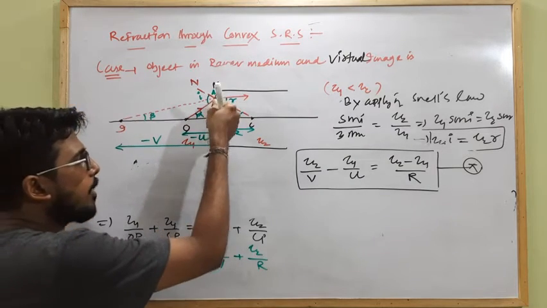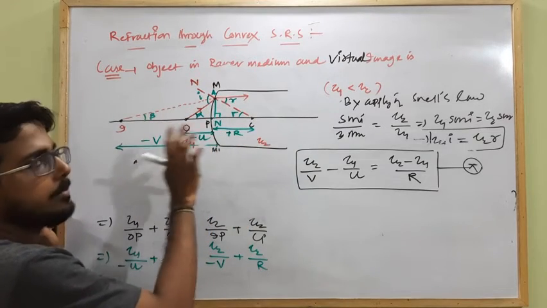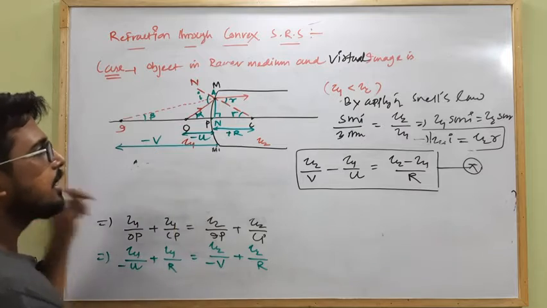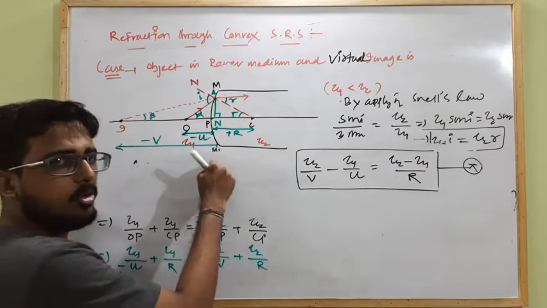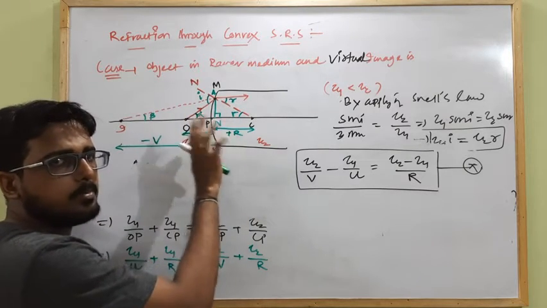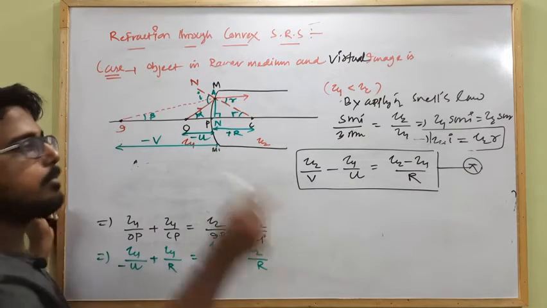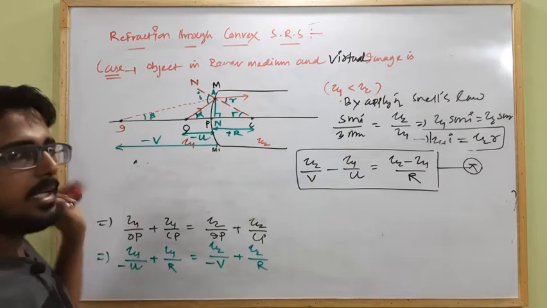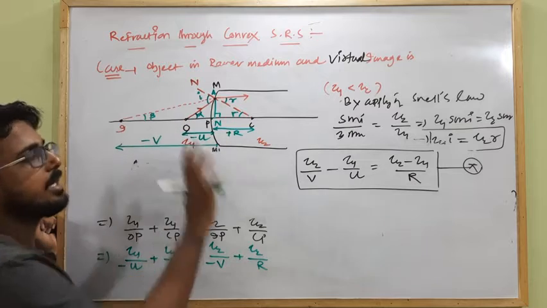Then we have to draw a perpendicular to the principal axis, and according to tan alpha, tan beta, tan gamma, we have to find the alpha, beta, gamma expressions. Then we have to apply Snell's law, which is mu1 sin i equal to mu2 sin r. As all rays are paraxial, all angles are very small, so sin i can be replaced by i and sin r by r. From the relation of i and r in terms of alpha, beta and gamma, we can rewrite Snell's law in terms of mu1, mu2, alpha, beta and gamma.